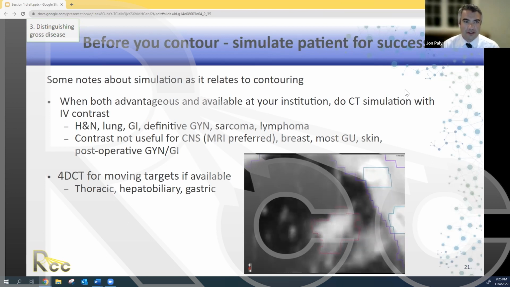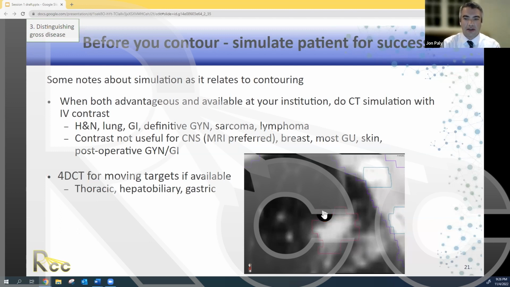And so, some notes about simulation. The first thing I think that's important to discuss is that when it's both advantageous and available at your institution, we like to do CT simulations with IV contrast for better target and soft tissue delineation. Now, there are certain disease sites, of course, like head and neck and lung, GI, definitive GYN or sarcoma, lymphoma, that benefit more from having IV contrast, whereas other disease sites such as CNS, where we prefer MRIs, or breast, or a lot of GU or skin cancers, IV contrast really doesn't add a benefit.